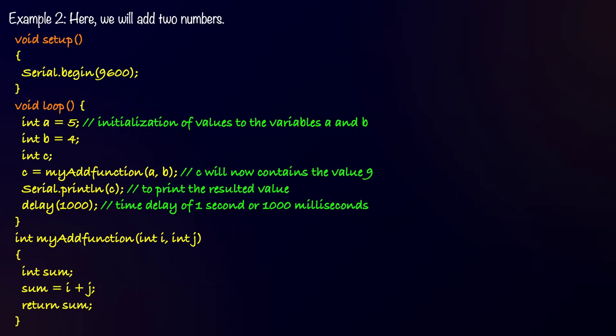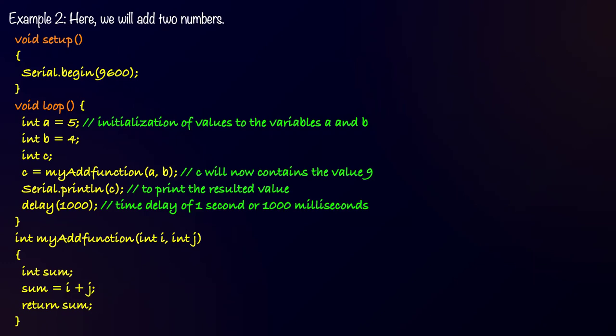That means c will now contain the value of the addition, that is a plus b, that is 5 plus 4, that is 9. Now Serial.println(c) prints the result value in a new line, and delay 1000.